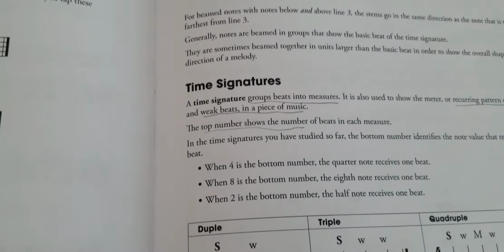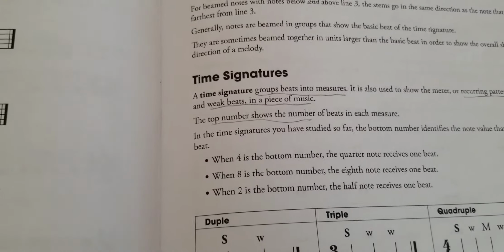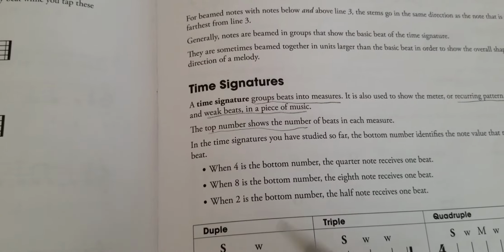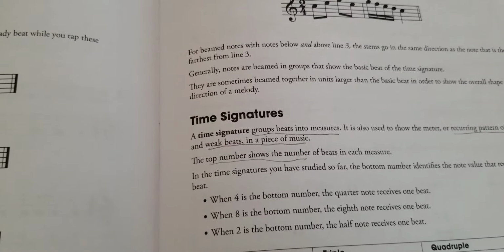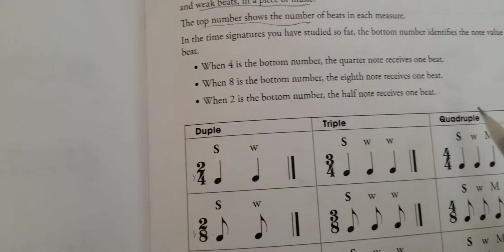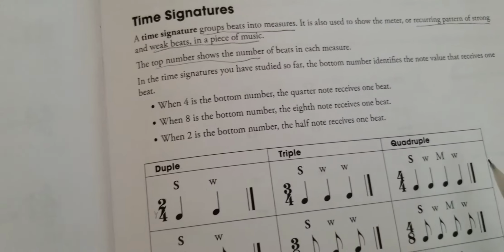Okay, we learned about the time signatures, different values in terms of beats and pulses. So when we have duple time, which is a 2, it is strong, weak. When you have triple time, it is strong, weak, weak. And then quadruple time would be strong, weak, medium, weak. So I'll go over that again.